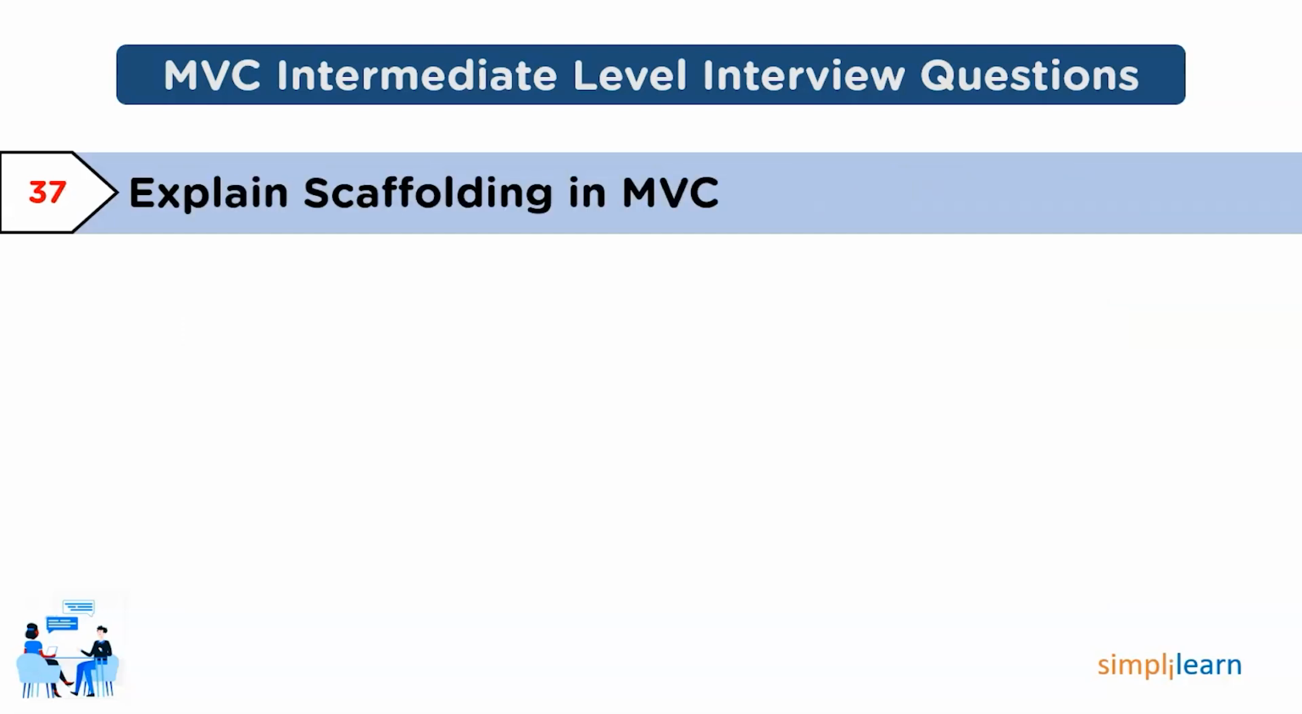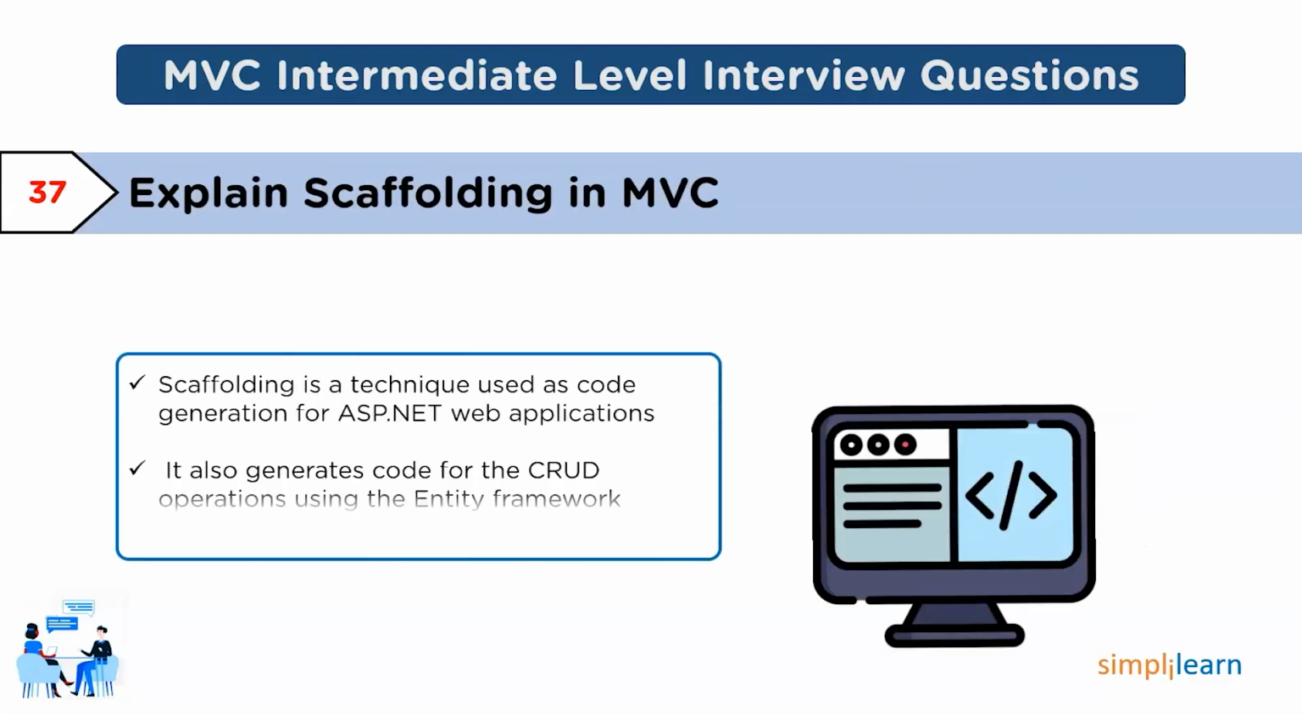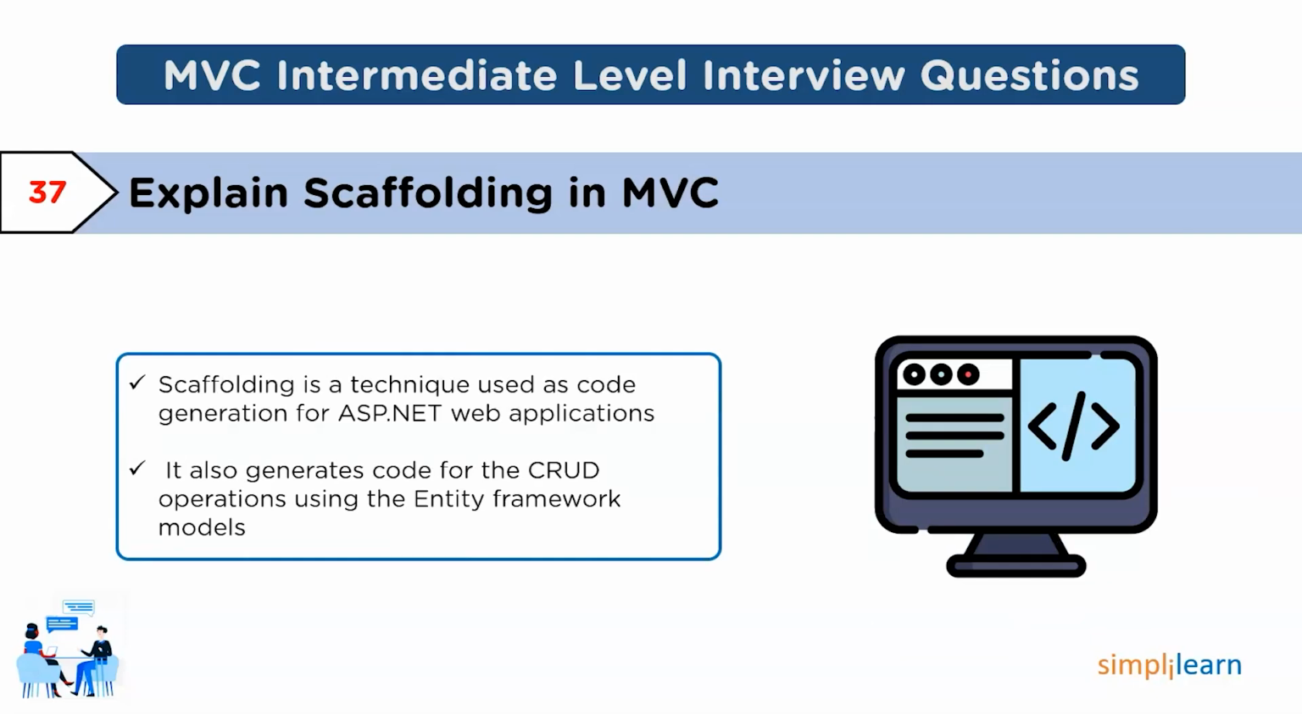Explain scaffolding in MVC. Scaffolding is a technique used as code generation for ASP.NET web applications. It also generates code for CRUD operations using the Entity Framework models. It reduces the time and generates clean code while creating the application. It is automatically installed in Visual Studio 2013 and above versions.